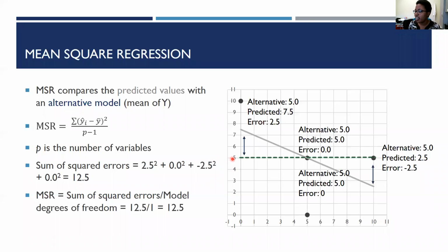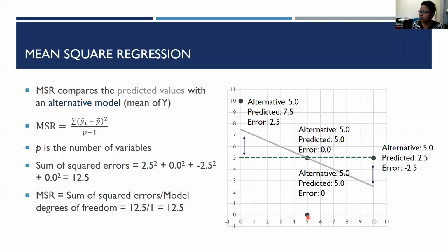Okay, so let's take a look at our example. For this person over here, even though they scored a 10 on the quiz, we predicted that they would score a 7.5 on the quiz. So if we compare that to the mean, which is a 5, then the error term here for this person is a 2.5. This person, their predicted value was a 5, and the mean of y is 5. This person was perfectly average, so their error is a 0.